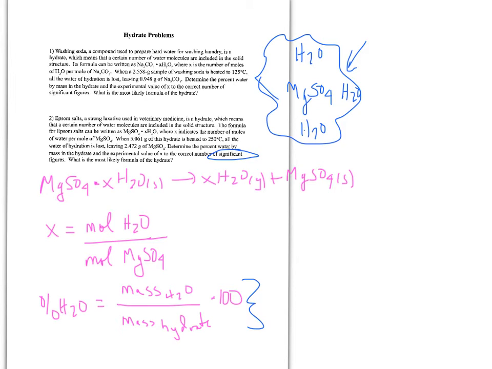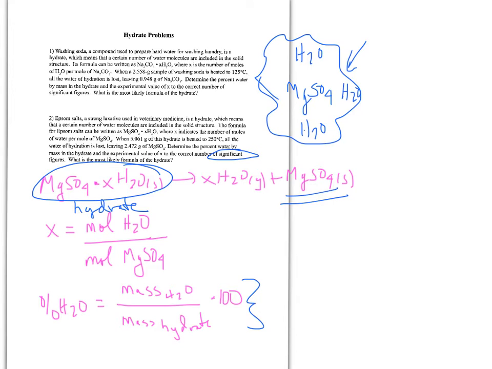We also need to figure out what is the hydrate and what's the anhydrous solid. Anhydrous means without water. You may see that terminology. This is the anhydrous solid. This is the hydrate here. So you need to make sure that you don't screw up which one is which. So let's do the percent by mass of water first.